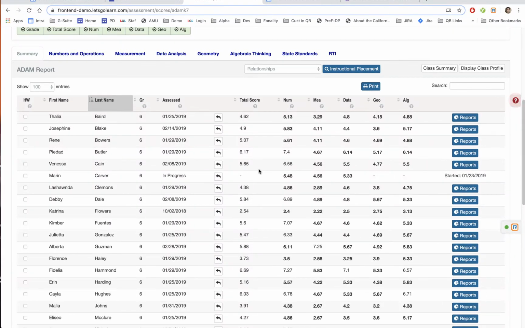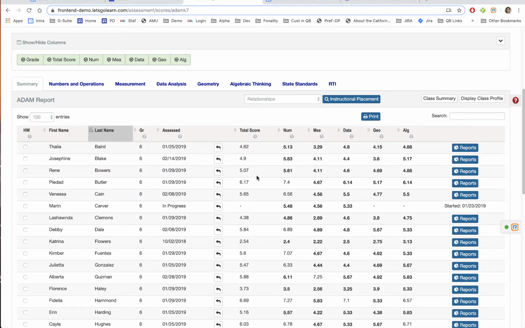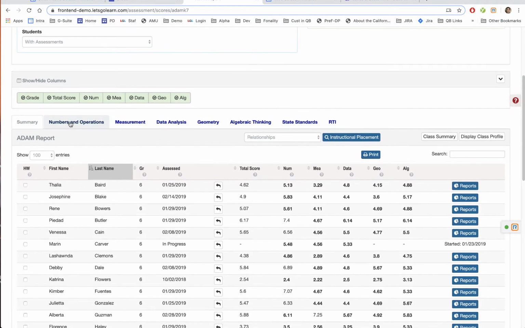So here we're inside of a class and we're looking at a bunch of sixth grade students' scores. Now initially we see a total score. These are sixth graders, but you look, you know, in math a lot of students are low. They have a mid fourth grade score, mid fifth grade, and we see the strand scores, numbers and operations, measurements, data, geometry, algebra. But again, these are summative scores. Where things get really interesting is when we go into the individual strands. So I'm going to click on numbers and operations.